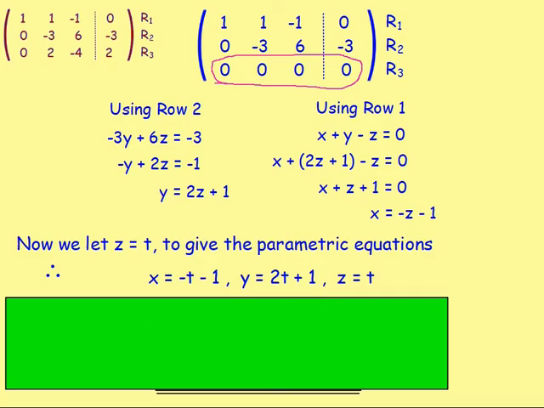If we wanted to go on further and write the equation of the line in symmetric form, all you've got to do is to rearrange it so you get t equals, find out what t is, and then you'll get your 3 fractions.